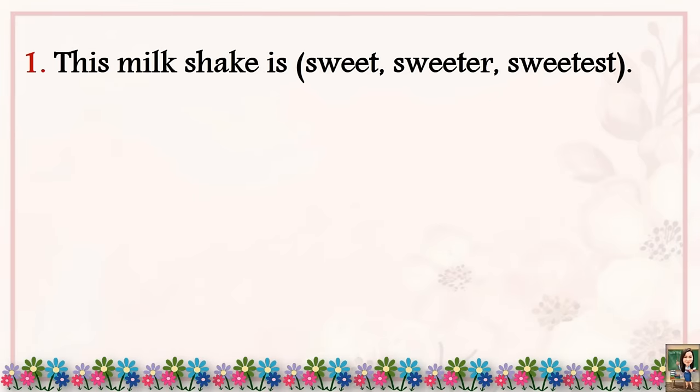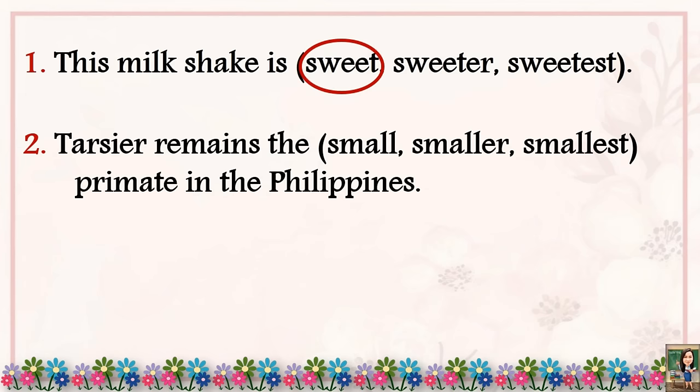Number 1. This milkshake is sweet, sweeter, sweetest. What is the correct adjective? Very good! The correct adjective is sweet. The milkshake is sweet. Number 2. Tarsier remains the small, smaller, smallest primate in the Philippines. What is the correct adjective?